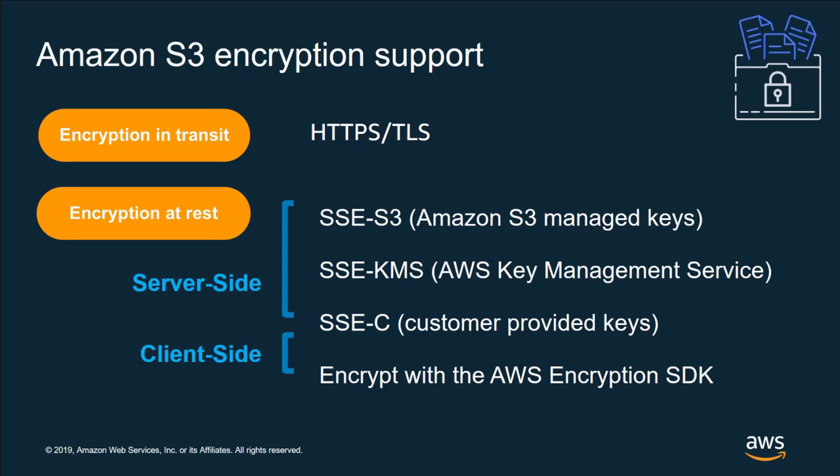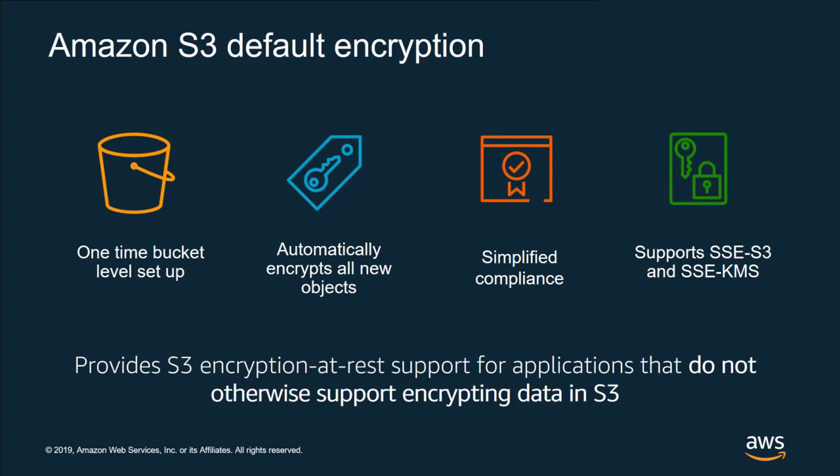Okay. So now we've made it even easier for you to enforce encryption in your S3 buckets by creating default encryption. This is a very simple one-time bucket-level setup. You turn on default encryption at your bucket to ensure that all future objects are encrypted. That's an important point: this automatically encrypts all new objects in that bucket, not existing objects in that bucket.